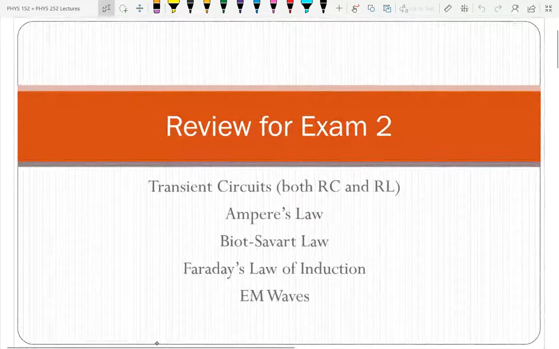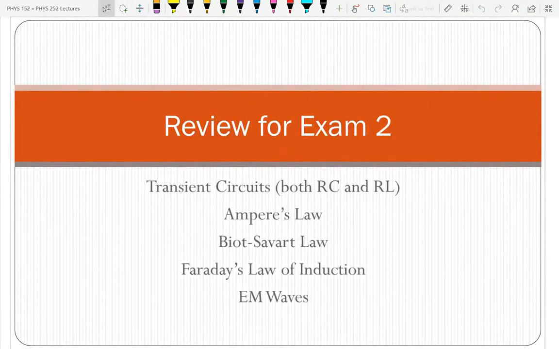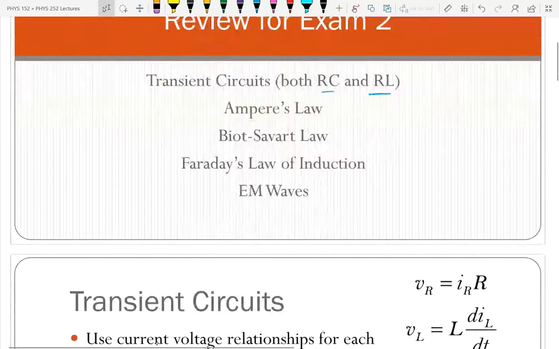So what is going to be on the exam that's calculus based? It could be one of these actual 5 things. Transient circuits, both RC and RL transient circuits. Ampere's law, the Biot-Savart law, Faraday's law of induction, and looking at electromagnetic waves. So let's review each one of these in order.